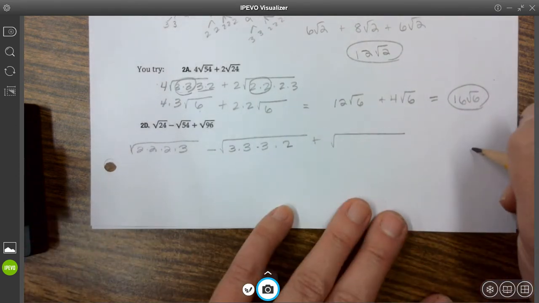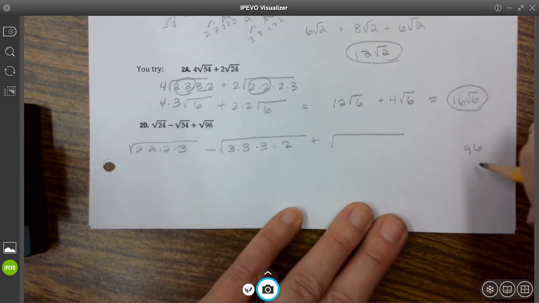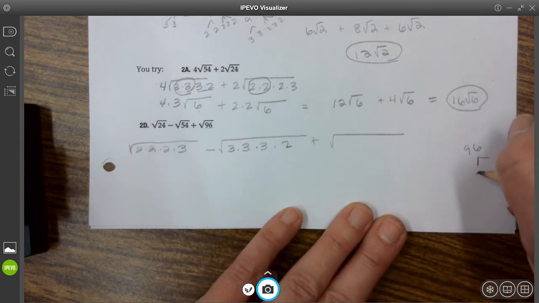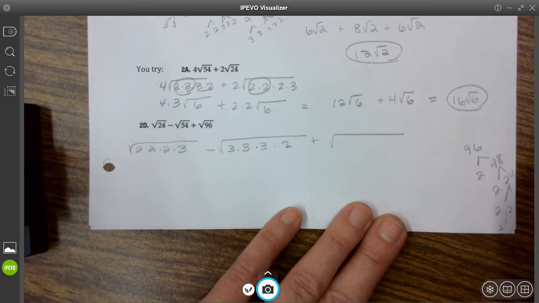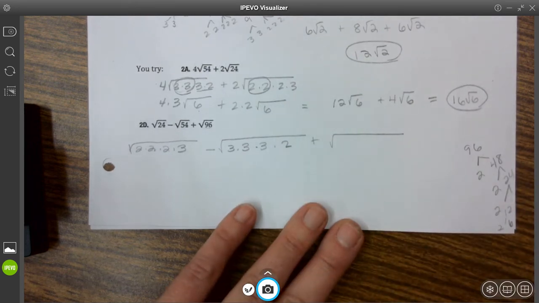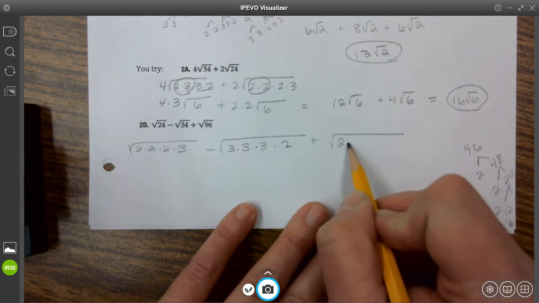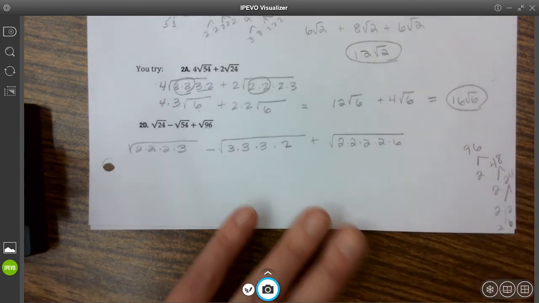If you have to go off to the side and do it, please do it. I'm doing this in my head because I've done this so many times. So 96 is 2 and 48. 48 is 2 and 24. 24 is 2 and 12, and 12 is 2 and 6. I'm just going to leave it as 6 because I know that doesn't really break down or do anything. So I have a 2 times a 2 times a 2 times a 2 times a 2, 6.